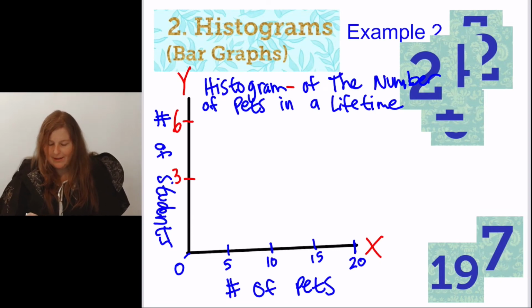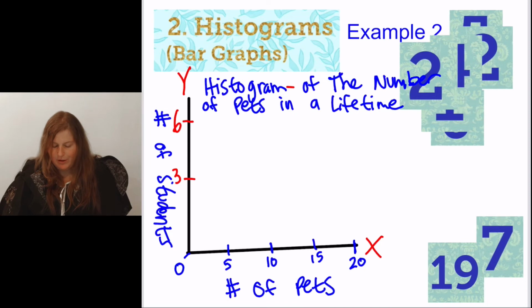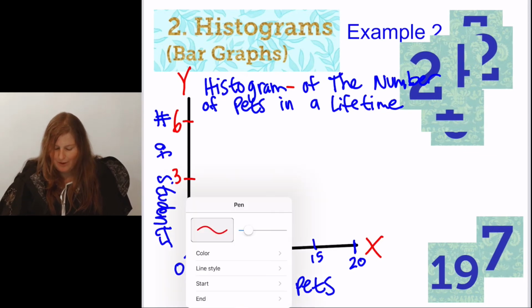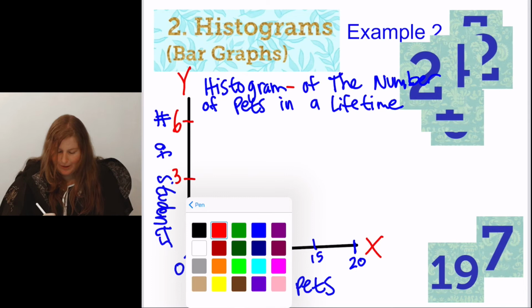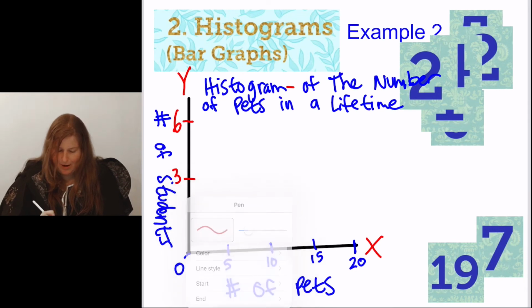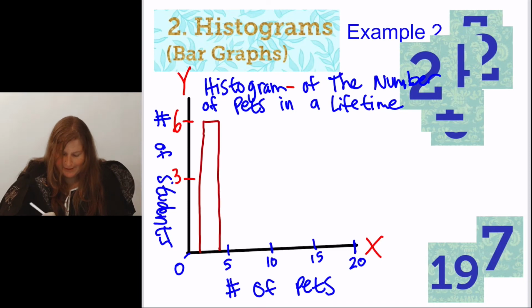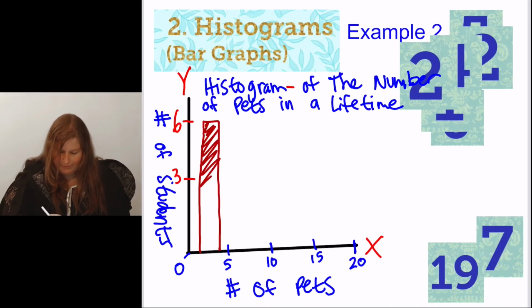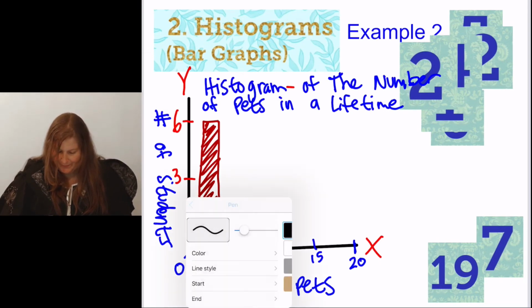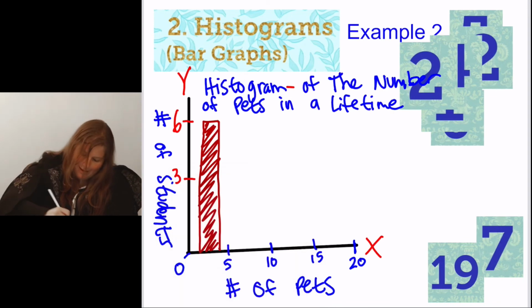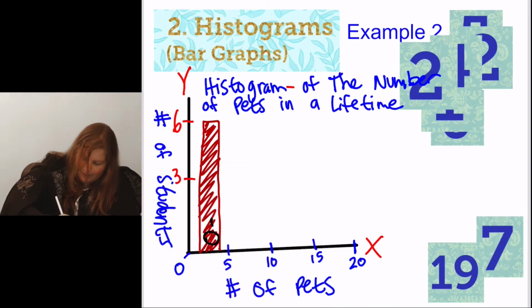So now instead of saying that this is 0 or 2 or 5, we're going to say how many people had a number of pets that's between 0 and 5, and we know the answer is 6. So we're going to come in here and draw our bar going up to 6. And then we're going to label this as 0 to 5 pets.